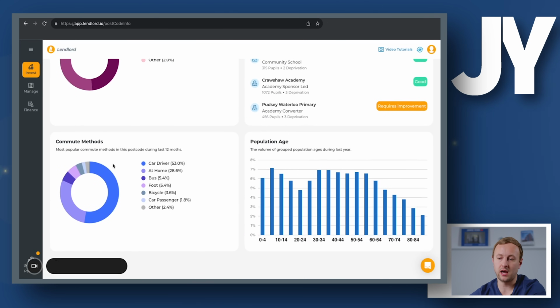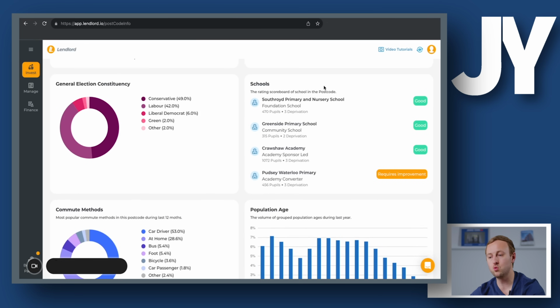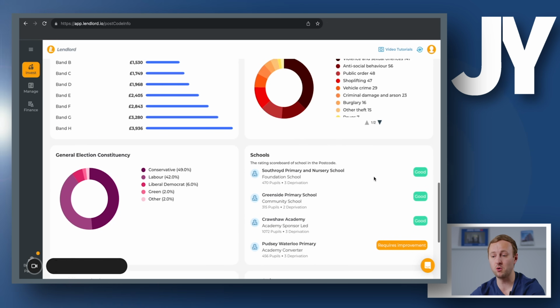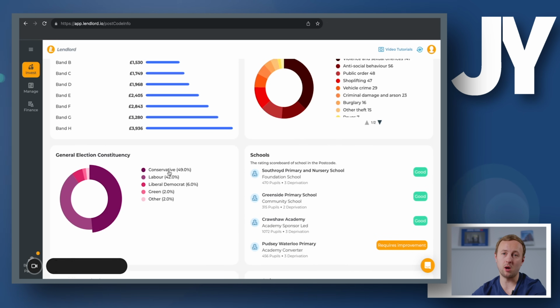Now, the things to look at: commute methods are always a good indicator of wealth in the area. If it's over 45% car drivers, it's a wealthy area, more middle class. Looking at the schools, you always want a school in the area that is good or outstanding. And you've got 3 that are good here and 1 that requires improvement. And it's largely a 49% Conservative area. This is a very strong, wealthy area, and this is what you would expect. So that's property number 1.